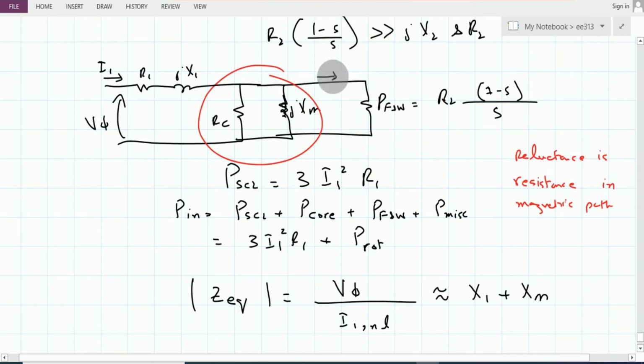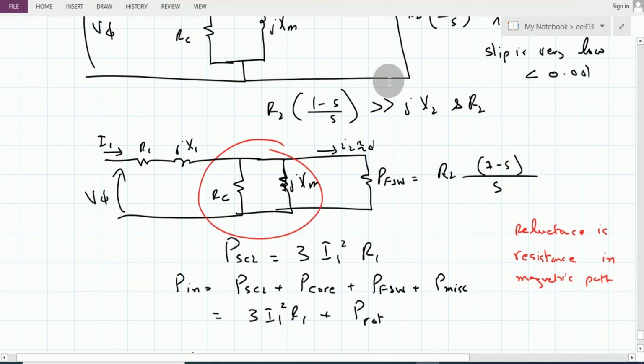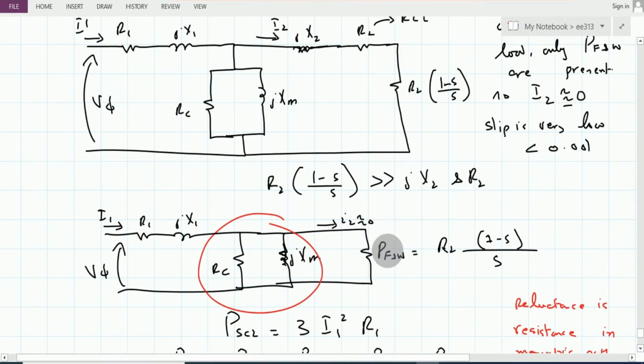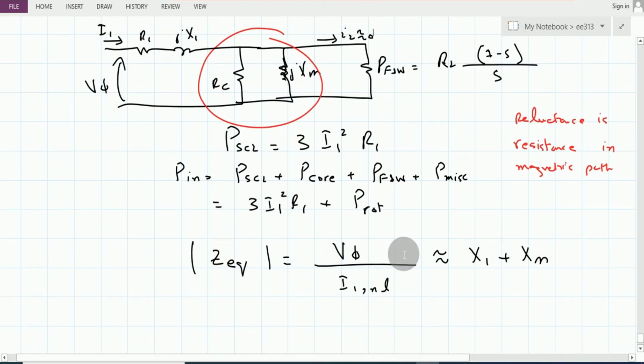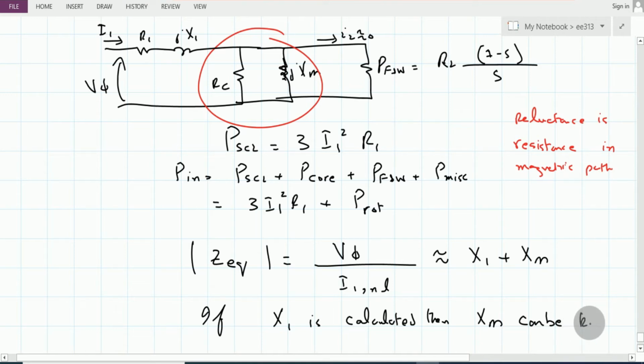Remember that this current I2 is approximately equal to 0. So we are not bothered about the current which is flowing through this branch, which is the P, F and W. So this Z equivalent is this phase voltage divided by the impedance, and because these values are dominant here, the Z equivalent can be equated as equal to the sum of X1 plus Xm. Now if X1 is calculated, then the Xm can be known, right? It can be known.